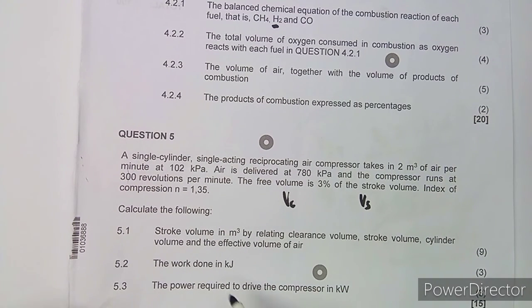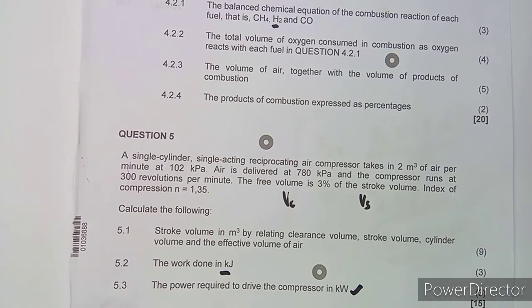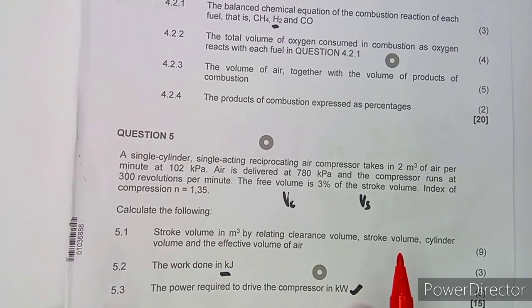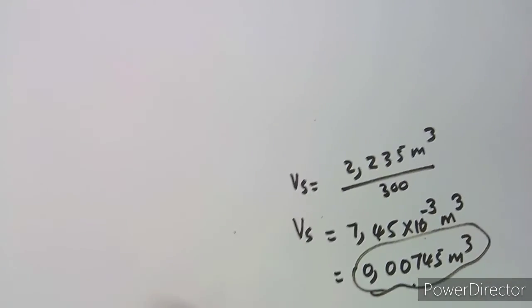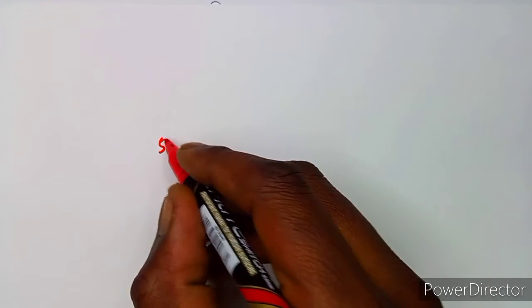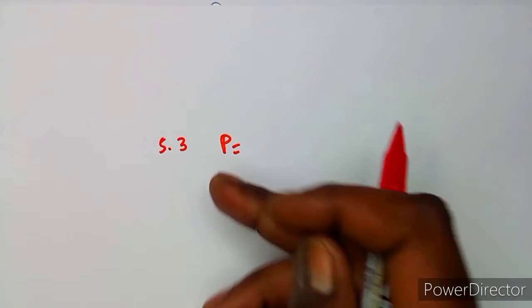So here, guys, I think it was best for us to have the power, then we can have the work done. I don't know how you view it, but as for me, that's what is going to be best, because I simply have to convert the power to work done, or convert work done to power. The easiest part for me was to calculate power first, which is 5.3. So after power, I can calculate work done. That is what is easier for me. I don't know for you guys.